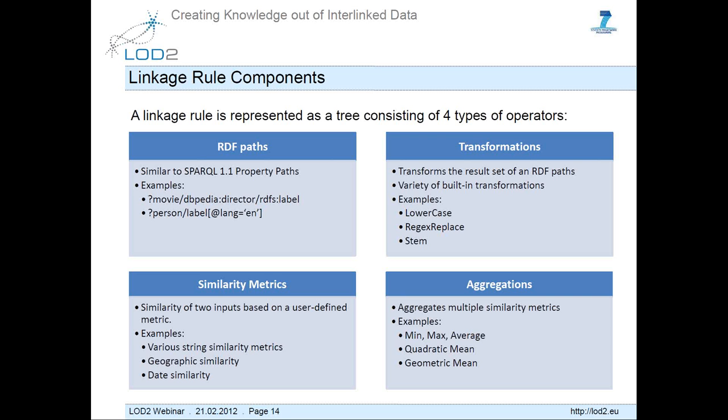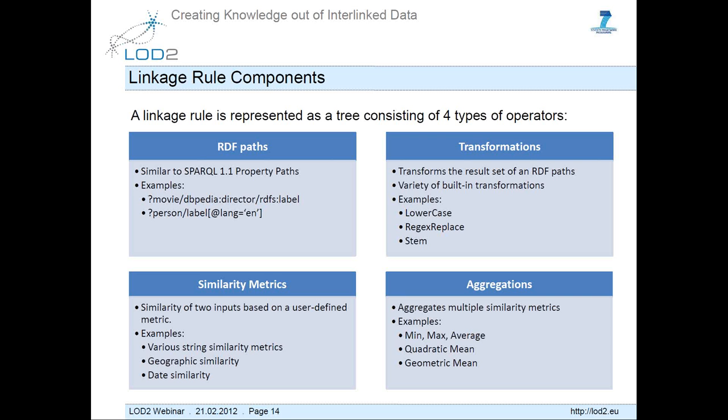So if we are at the point that we have actually selected the properties by which we want to compare, we can apply a number of similarity metrics on these properties. For example, we may use various string similarity metrics, but we also may use geographic similarity, date similarity, or other special purpose distance metrics.